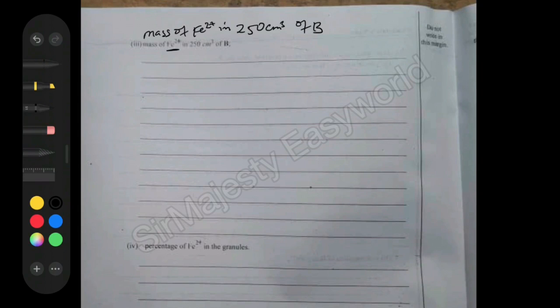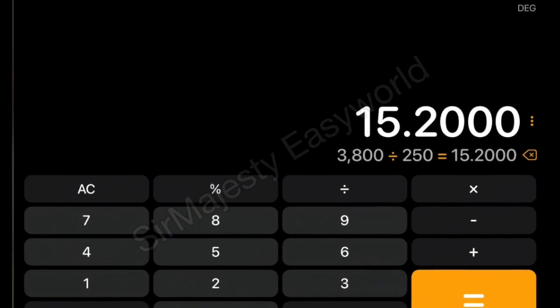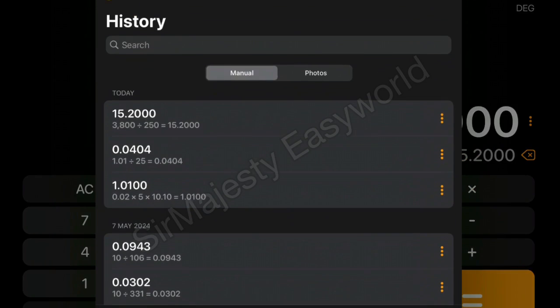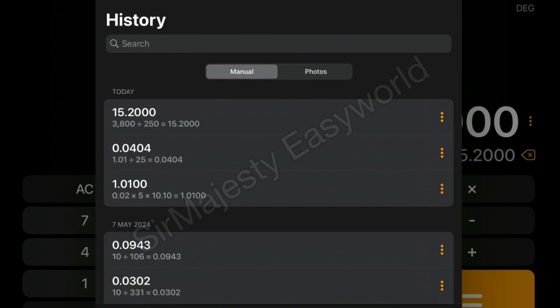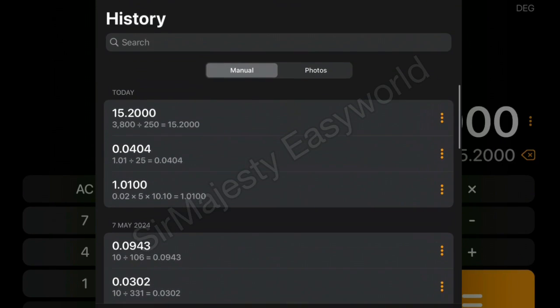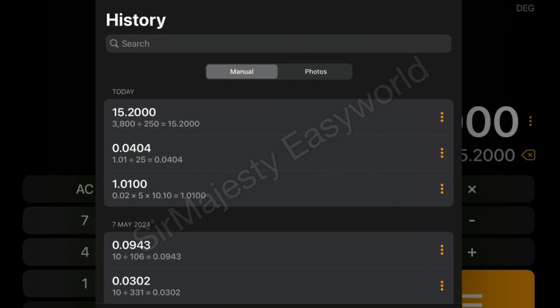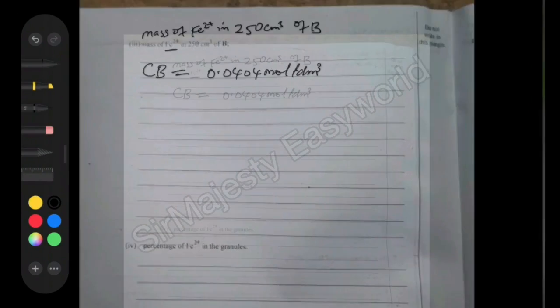So looking at this, we'll have to go back to our CB. That's the concentration of the iron 2 granule itself, which is 0.0404, if I can remember well, mole per dm cube. Maybe I will check my history here. Yeah, 0.040 over here. So it's correct. Go back.